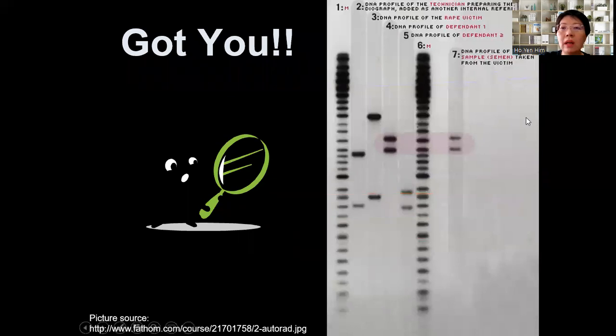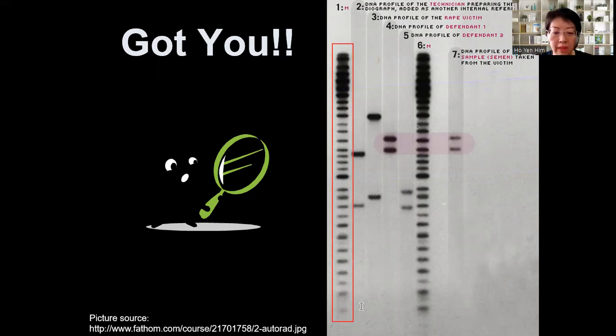So this is another real case scenario. This is a sample from gel electrophoresis. The banding pattern on the left side, they call it the DNA ladder, because it looks like a ladder. Usually the first sample is a standard DNA, that means DNA with fragments of known sizes.